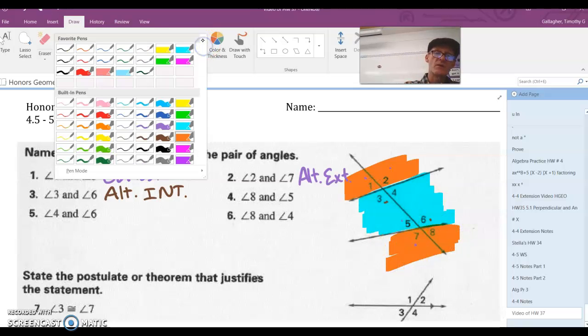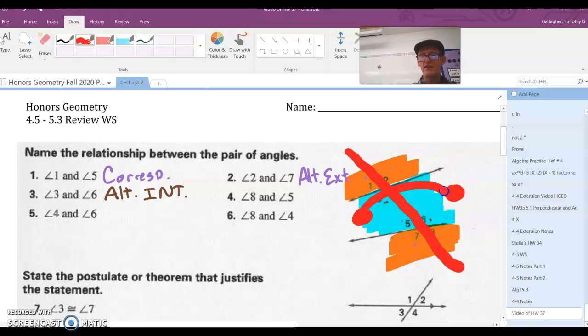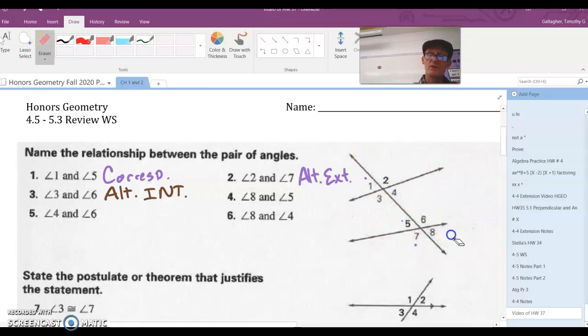And also remember, I'm going to erase this. Also remember alternate sides of the transversal. Here's the transversal. So you have this side and this side, both sides of the transversal. That's called alternating. And then inside the two lines, outside the two lines. So number 4 is 8 and 5.